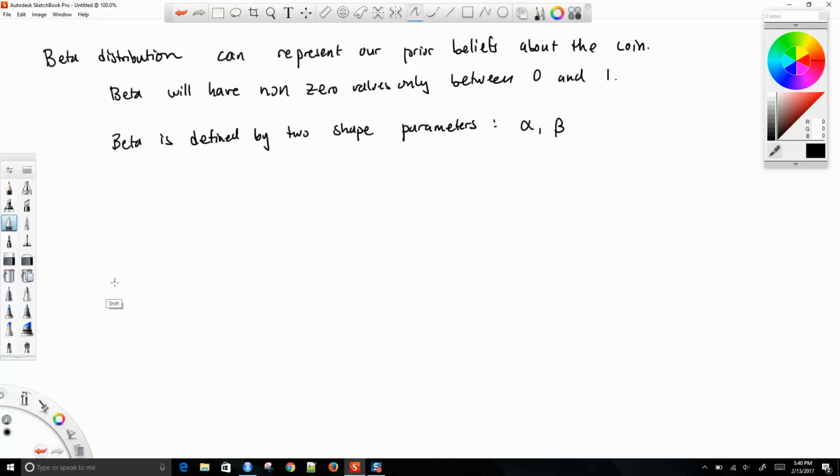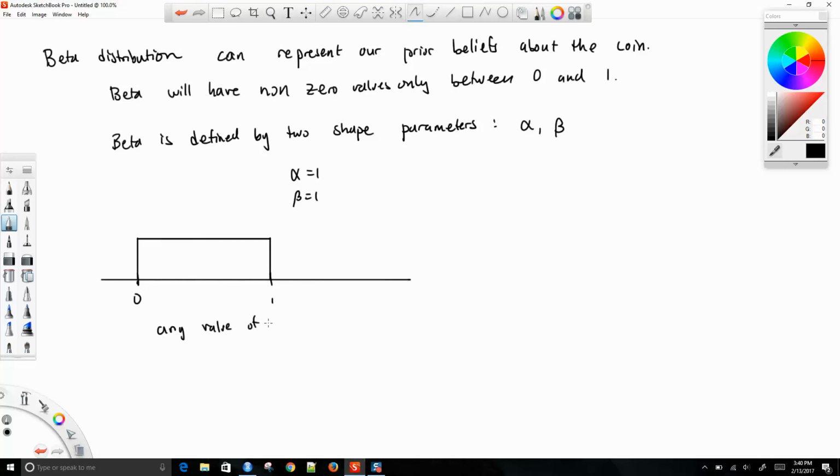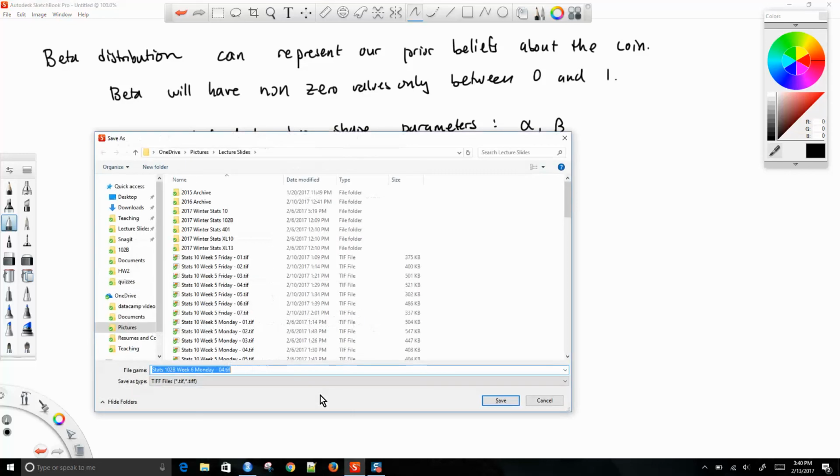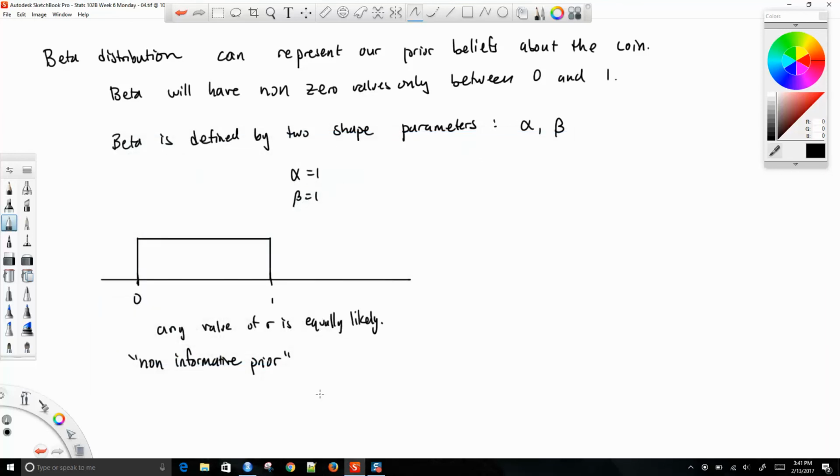Okay, and basically the beta distribution can look like this. If alpha is equal to 1 and beta is equal to 1, then the distribution looks like this, meaning that any value of r is equally likely. This is what we would call a non-informative prior. This is about as open-minded as you can be regarding the coin. You're saying, before I look at any data from the coin, I have no idea. The coin can land heads with any probability between 0 and 1, and they're all equally likely.